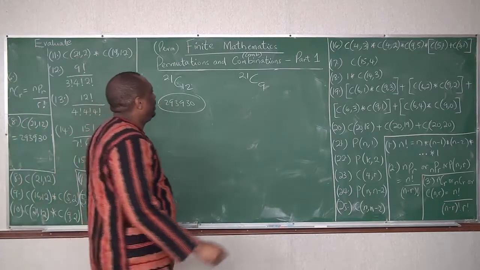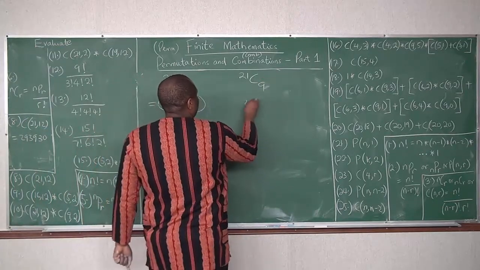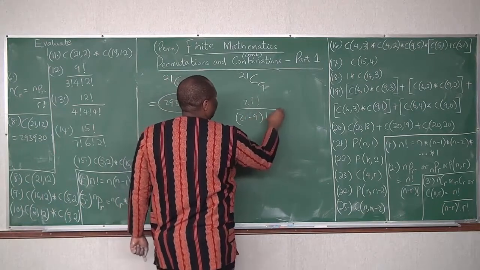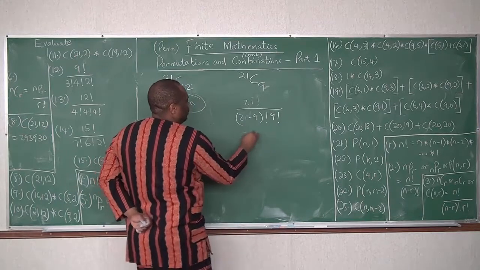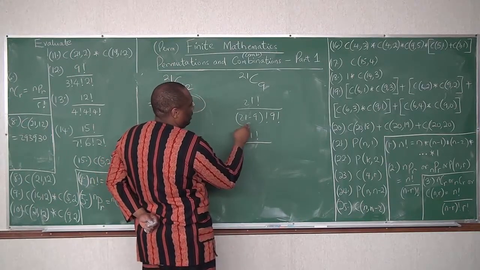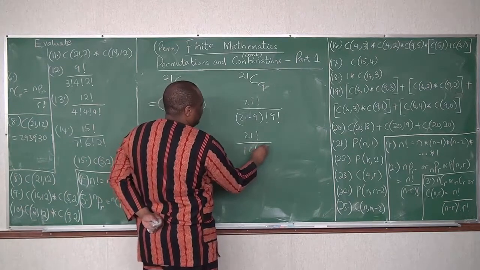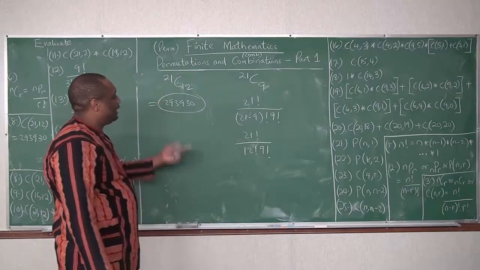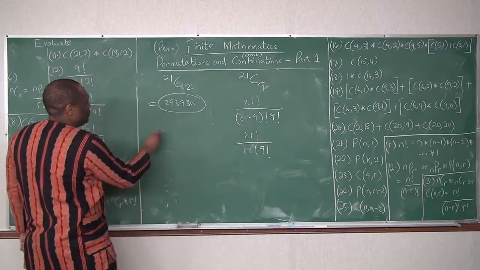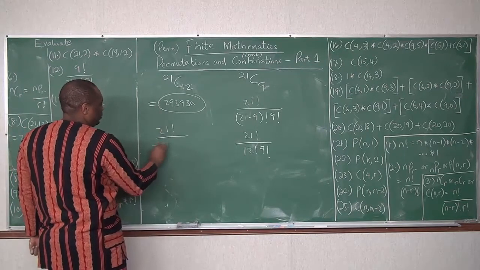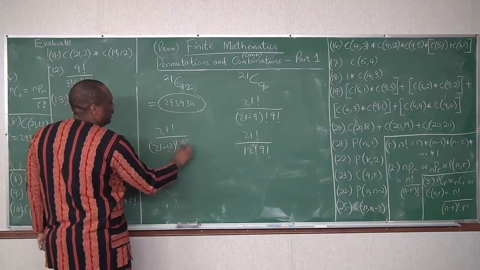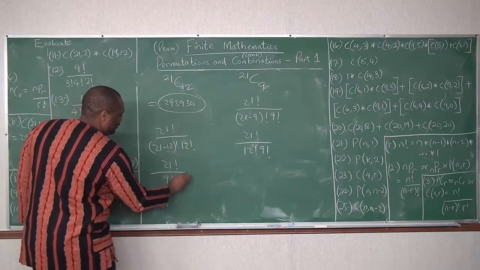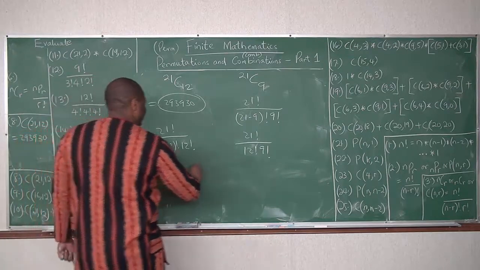Now let's do 21 choose 9. What will it give us? This is 21 factorial over 21 minus 9 factorial, 9 factorial. So this is 21 factorial over 12 factorial, 9 factorial. It's going to give us the same thing, because 21 choose 12 is 21 factorial over 21 minus 12 factorial, 12 factorial, which is 21 factorial over 9 factorial, 12 factorial. So you see that this and this are the same thing.